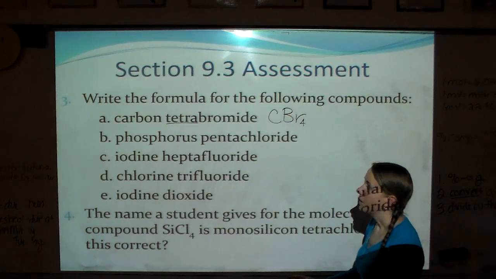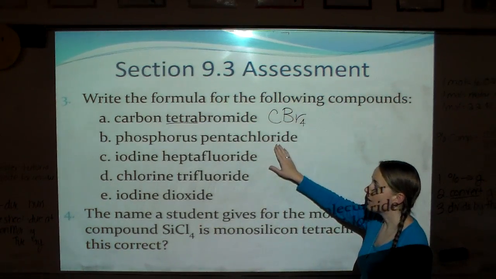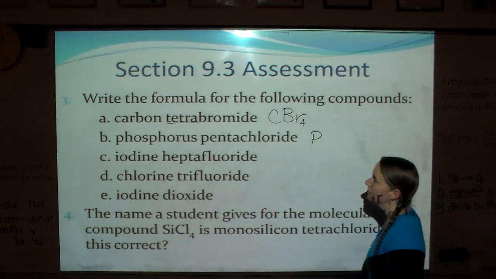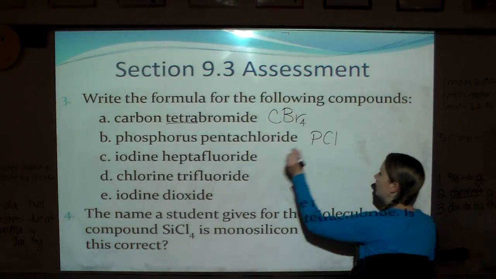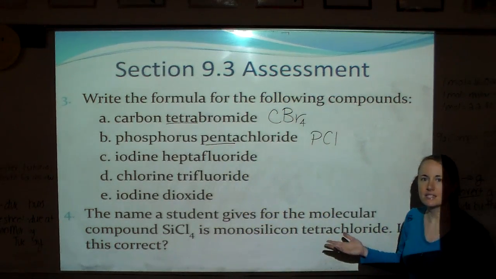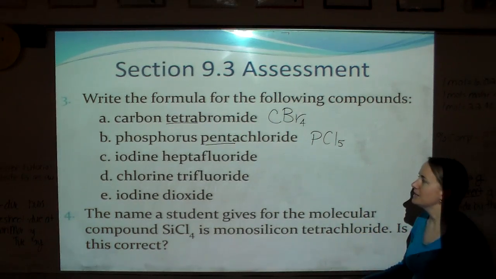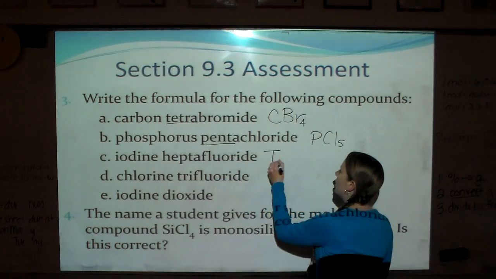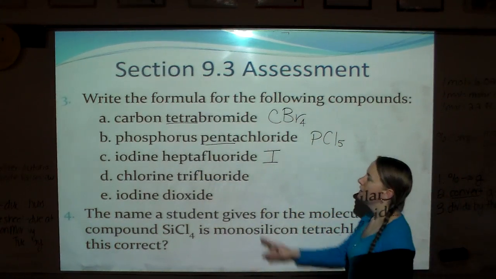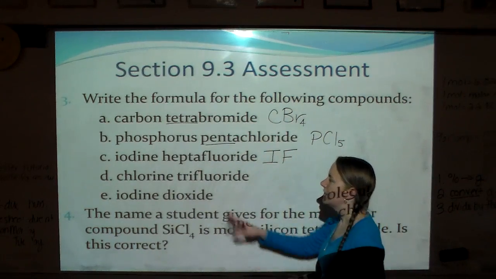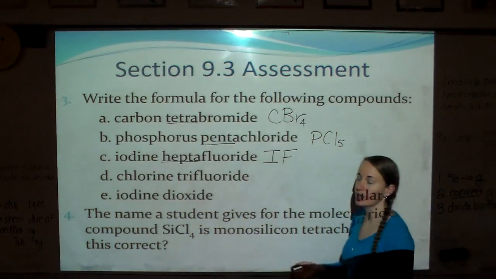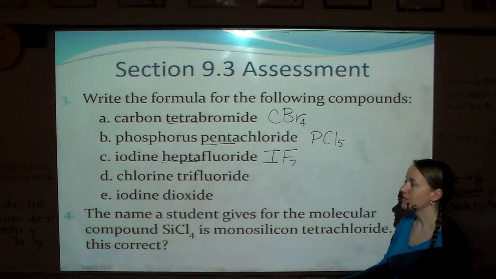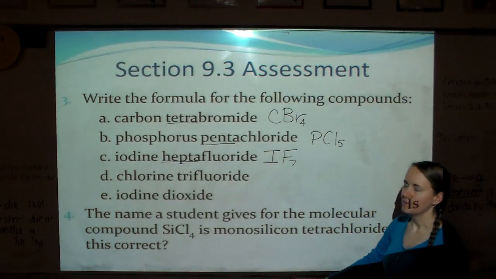All right, let's look at the next one. Phosphorus pentachloride. Well, phosphorus is P. Since there's no prefix here, I can assume there's just 1. And then chloride is Cl. And penta, remember, how many sides does the pentagon have? 5. So PCl5. All right, next one, we have iodine. Again, no prefix, so I'm going to assume there's just 1. Fluoride is F. And hepta, remember, tetra and hepta are the commonly missed ones. Tetra is 4, hepta is 7. So IF7.